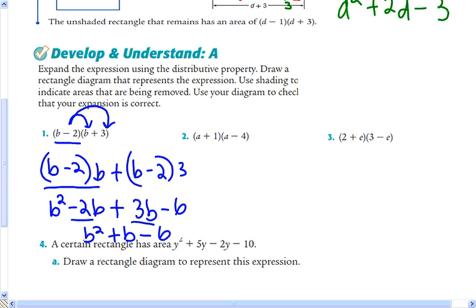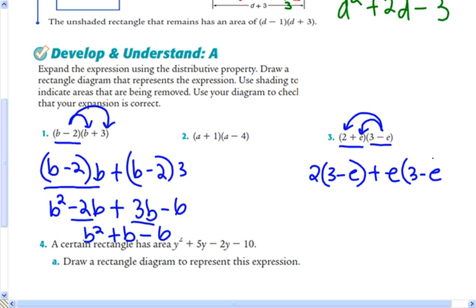All right, I'll do one more with you like that, and you can do the other ones. So let's try this one here. Just to try and avoid having subtraction in our expression, let's multiply 3 minus e times both of the parts of that first binomial. So we're going to have 2 times the quantity 3 minus e plus e times the quantity 3 minus e.